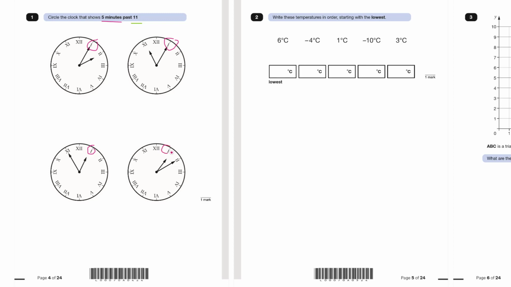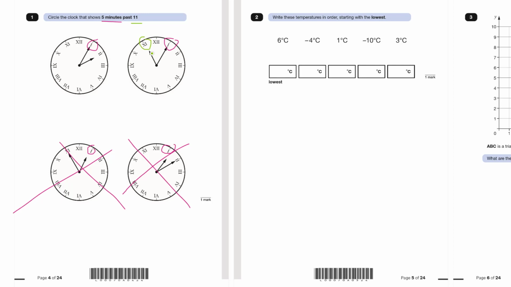So if we look, the minute hand is the longer hand. So we can see the 2 at the bottom. It can't be those because the minute hands are not on 5 minutes past. So we can eliminate those. So both those top 2 clocks have got 5 minutes past. And then 11, the green is this, 11.